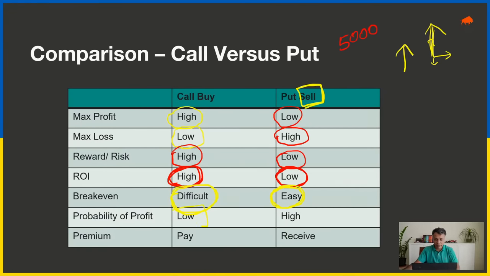Probability of profit is low for buying. Why? Because breaking even is difficult. So when do you make profit? When you break even, right? So if breaking even is difficult, then probability of profit is low. When breaking even is easy, the probability of profit is high.